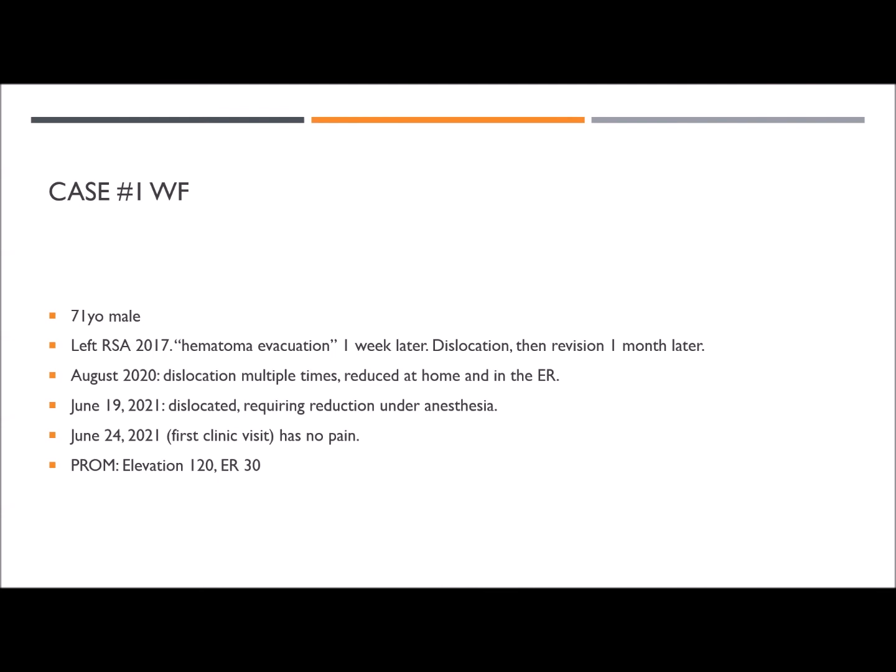One, you don't have to wait for the subscap to heal before you can be more aggressive on your range of motion in terms of external rotation. Early on, my protocol is that we do supine passive range of motion, basically to 20 to 30 degrees of external rotation, if that's what we see intraoperatively that they're able to do without instability or over-tensioning the repair if we do repair the subscap.